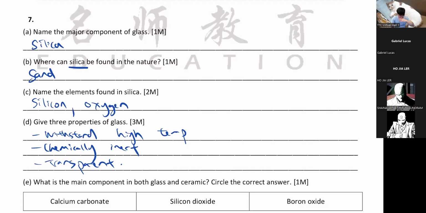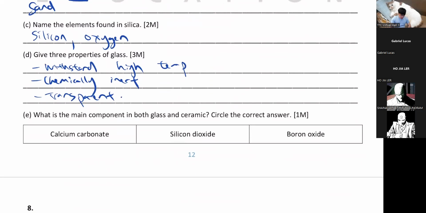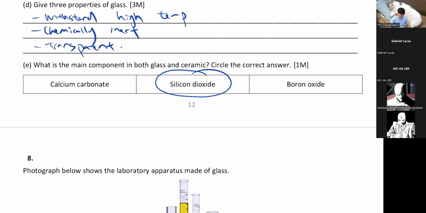Okay, so next, what is the main component in both glass and ceramic? That will be silicon dioxide. They have this in ceramic too, although ceramic is mostly aluminum silicate, more or less the same. So this is the main thing.